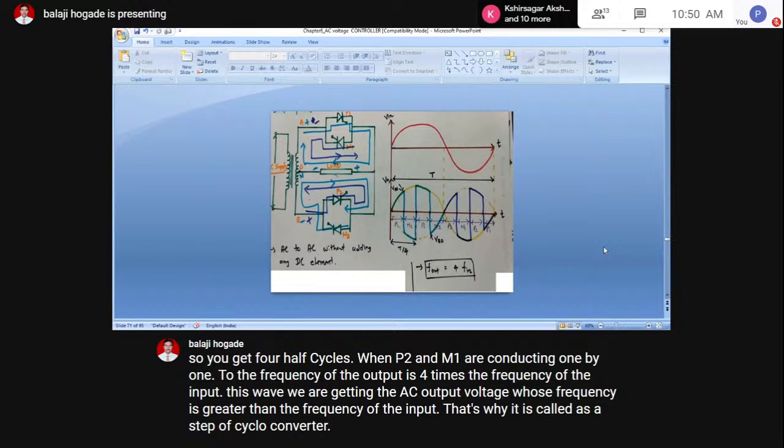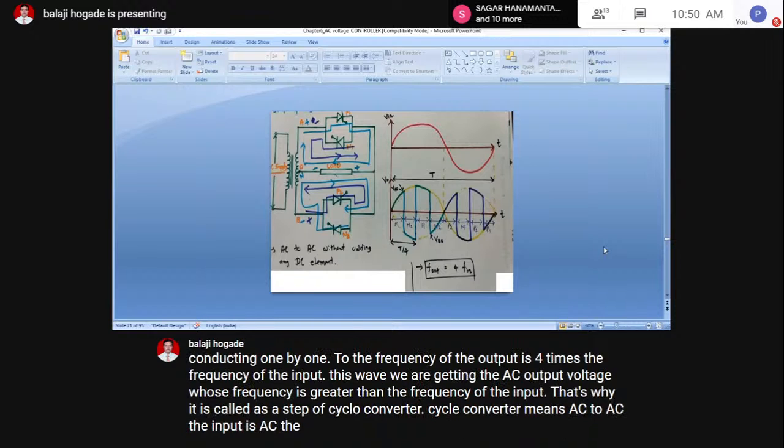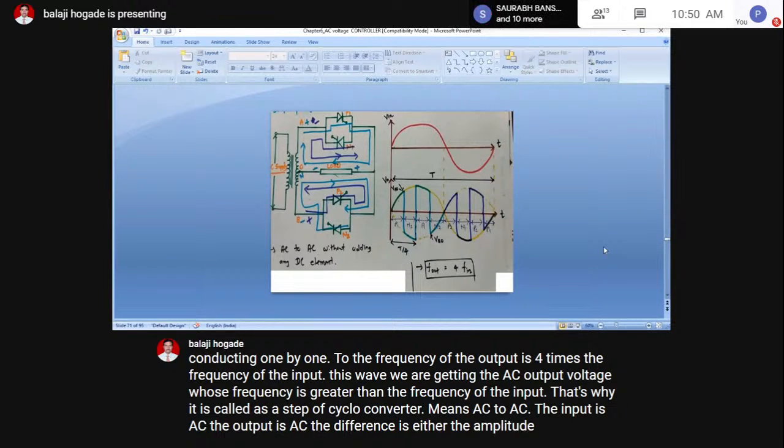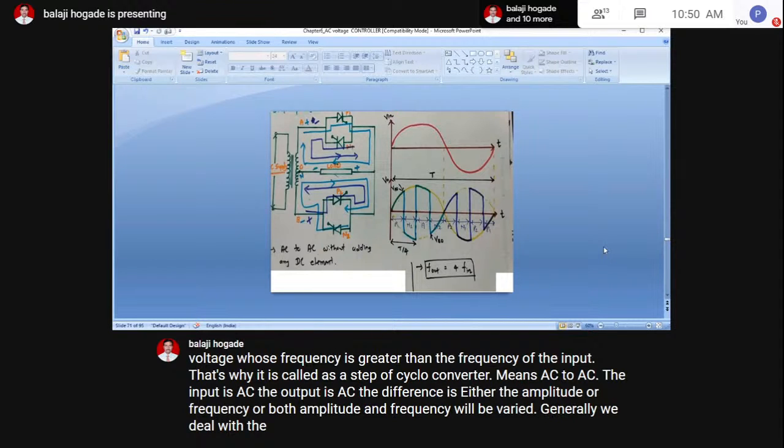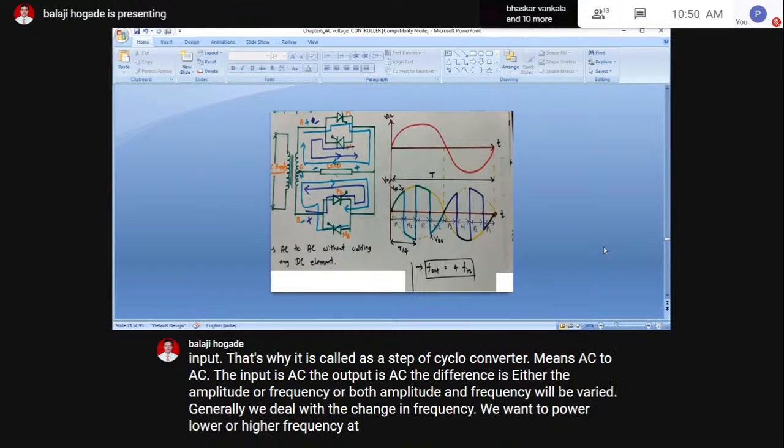Cycloconverter means AC to AC. The input is AC, the output is AC. The difference is either the amplitude or frequency or both amplitude and frequency will be varied. Generally, we deal with the change in frequency. We want to have a lower or higher frequency at the output.